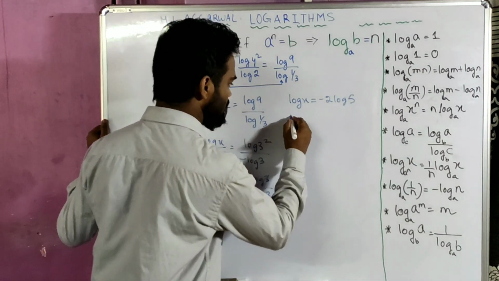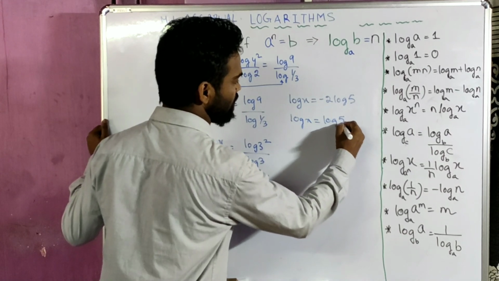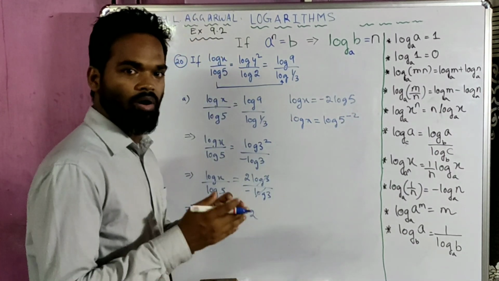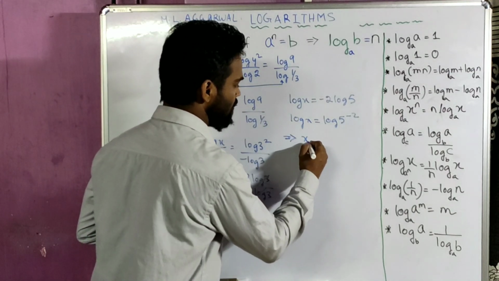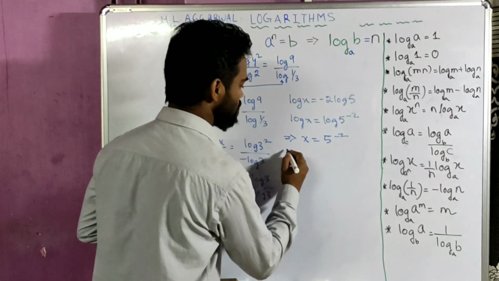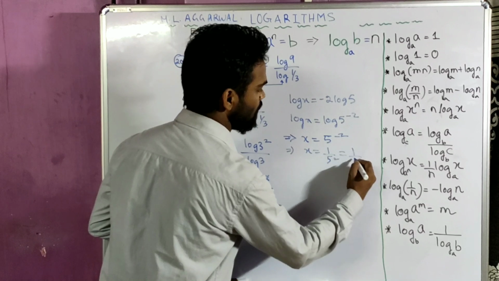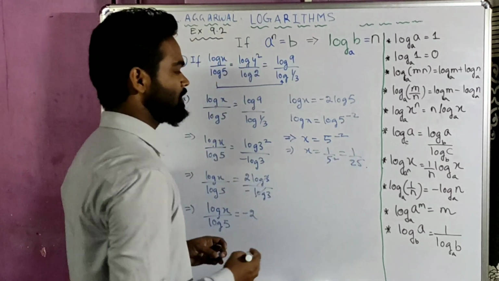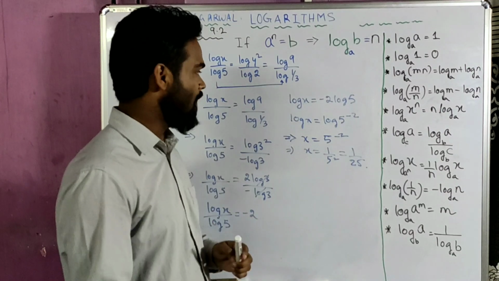Now this we can write as log x equals log 5 to the power minus 2. Now log a equals log b with the same base, we can say that clearly x equals 5 to the power minus 2, which is x equals 1 by 5 square, 1 by 25. That's your x.